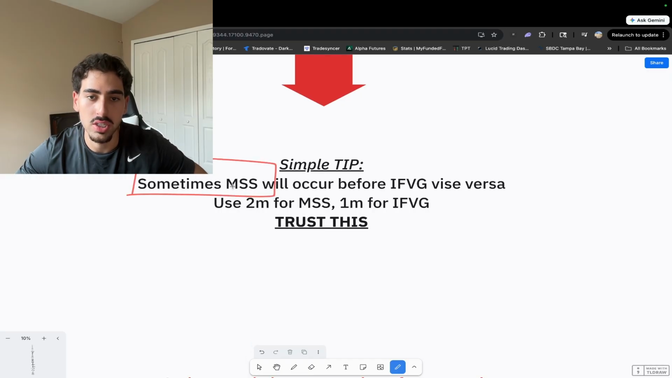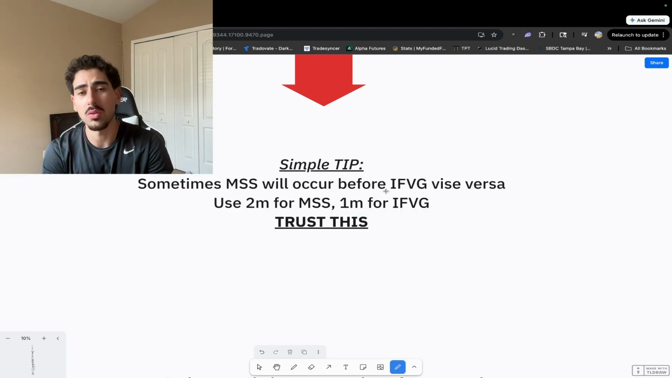Sometimes market structure shifts will occur before an IFVG and vice versa. You want to be using your 2 minute for market structure shifts and the 1 minute for IFVG. I have gone through thousands of hours on the market, and this is the one tip I have found to rely on the most when entering into my positions. The 2 minute for market structure shift and the 1 minute for IFVGs.